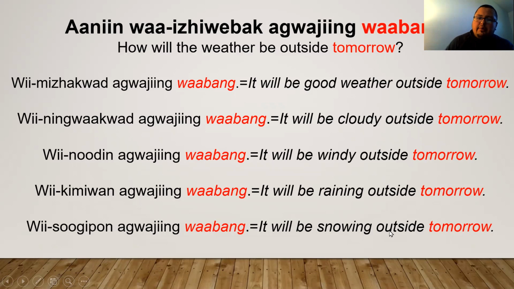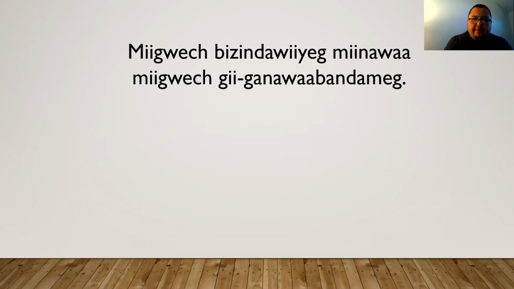So remember our word gonna budge? Perhaps, maybe so. You can put that in front of these future tense sentences when responding to Aaniin wa ezhiwebak agwajiing wabang. So future tense, gonna budge, add it to this, practice, practice, practice. And that's all we have for today.